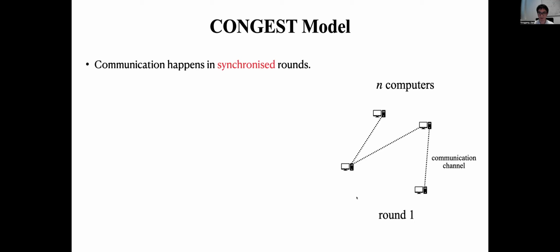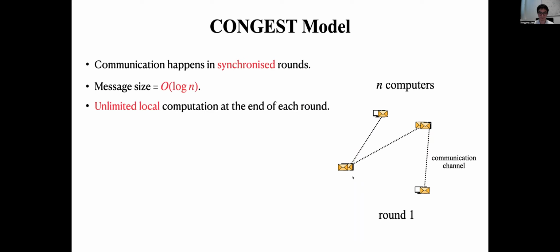So that means at round 1, each computer will prepare some message to send across the communication channel, and those messages will arrive at the destination at the same time. The message size is required to be log n. And we also assume that there is unlimited local computation at the end of each round. So at the end of round 1, those computers will do some arbitrary computation based on the messages received in the last round, and then prepare some messages to send to other computers at round 2. And the complexity is measured by the number of rounds, so that means the local computation is free. And the goal is usually to jointly compute something at the end of the computation.